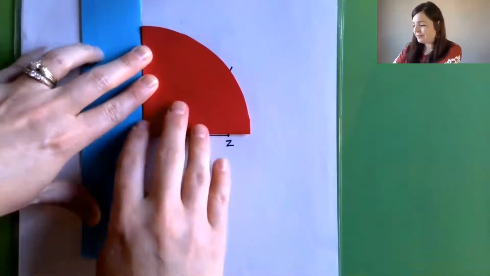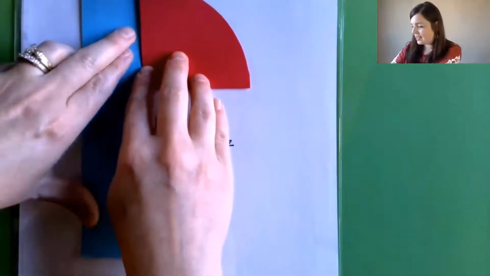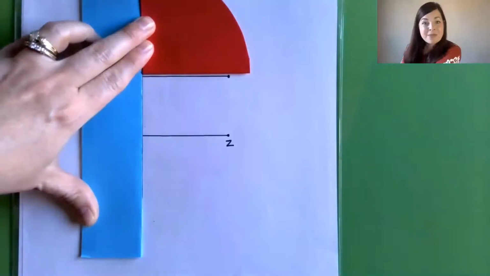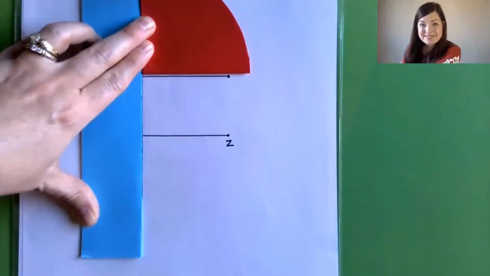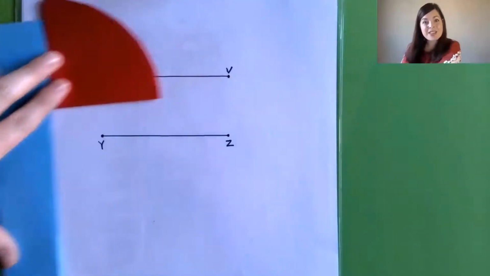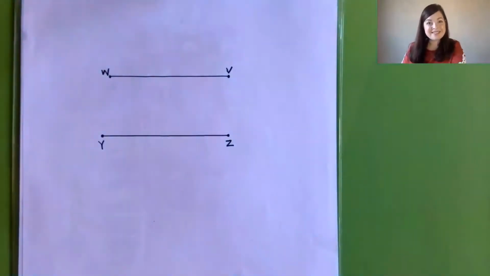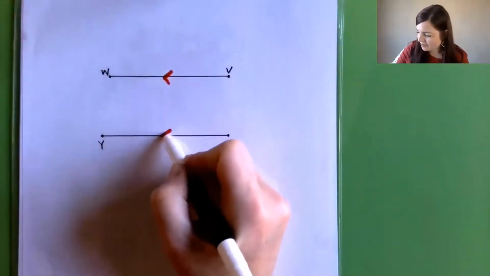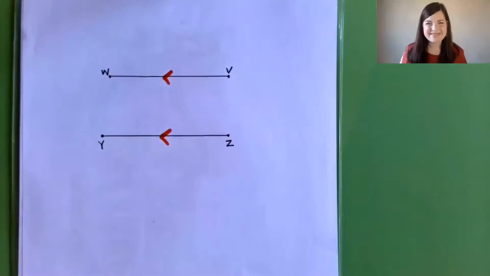So let's try it. Slide up. Does the right angle template also align perfectly with the other line segment? It sure does. So are these two segments parallel? They are parallel. And do you remember the symbol we can use to show that they're parallel? Right, we can draw an arrowhead on each one. Great job.